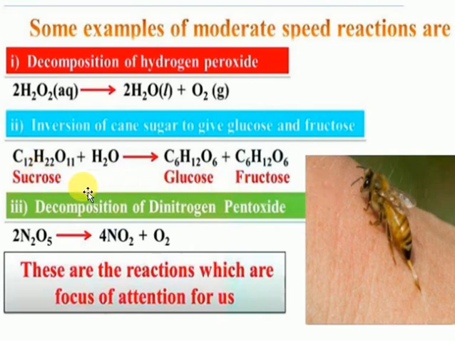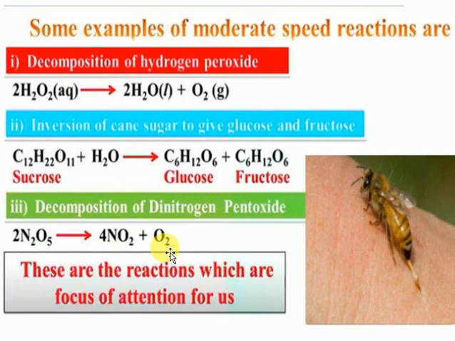Remember this chemical reaction; we will discuss it later as a pseudo order chemical reaction. Again, pseudo order. Why I mention pseudo order, we'll discuss later. Next is the decomposition of dinitrogen pentoxide. As already mentioned, nitrogen pentoxide decomposes to form nitrogen dioxide plus oxygen.